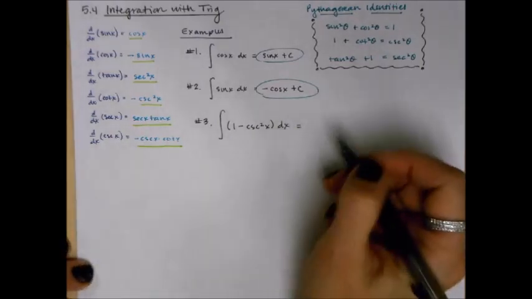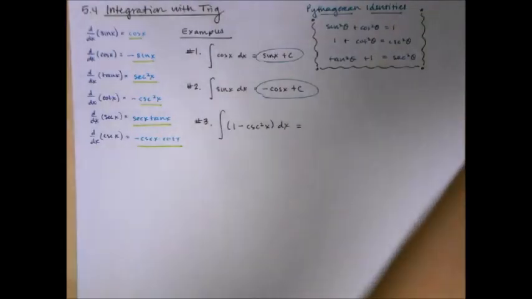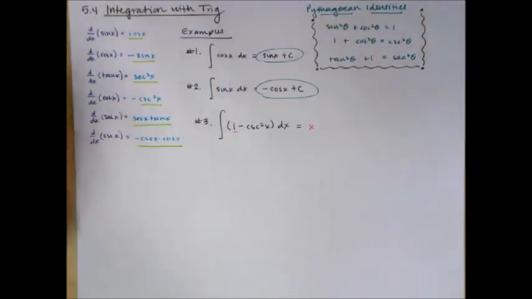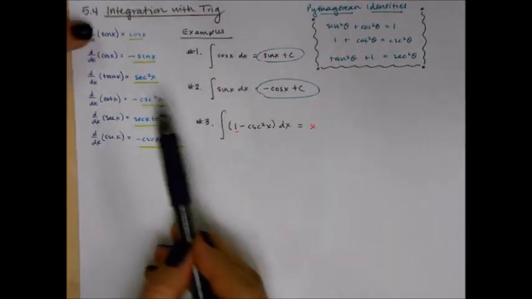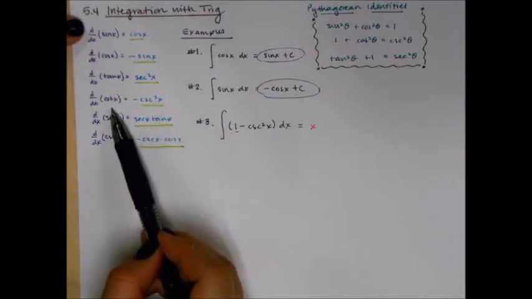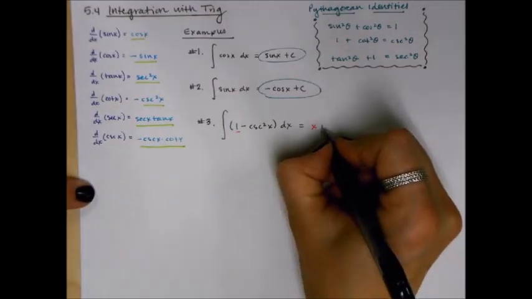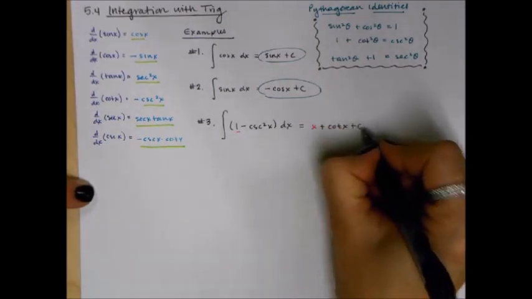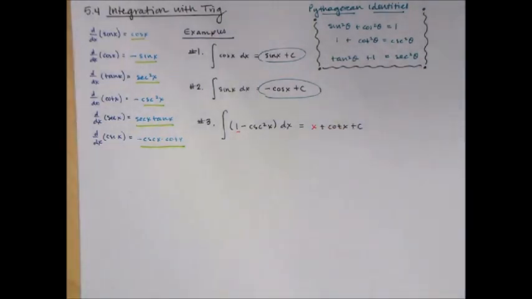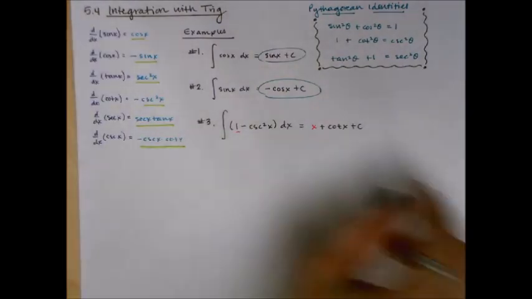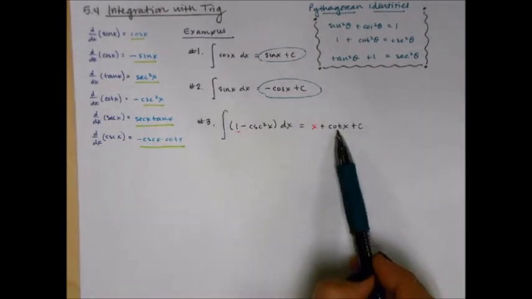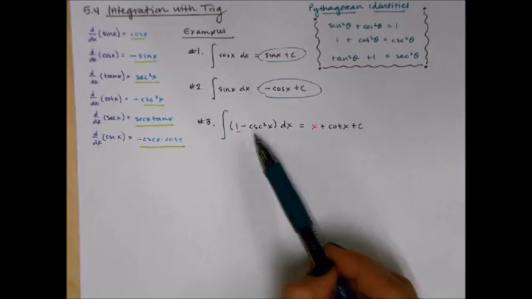Integrating 1 with respect to x is going to give us x. Integrating negative cosecant squared, we should get back to positive cotangent. And that's it for each term, so we add c, and we're done. Now remember that you can always verify this just by taking the derivative of your answer. The derivative of x is 1. The derivative of cotangent is negative cosecant squared. The derivative of a constant is 0.